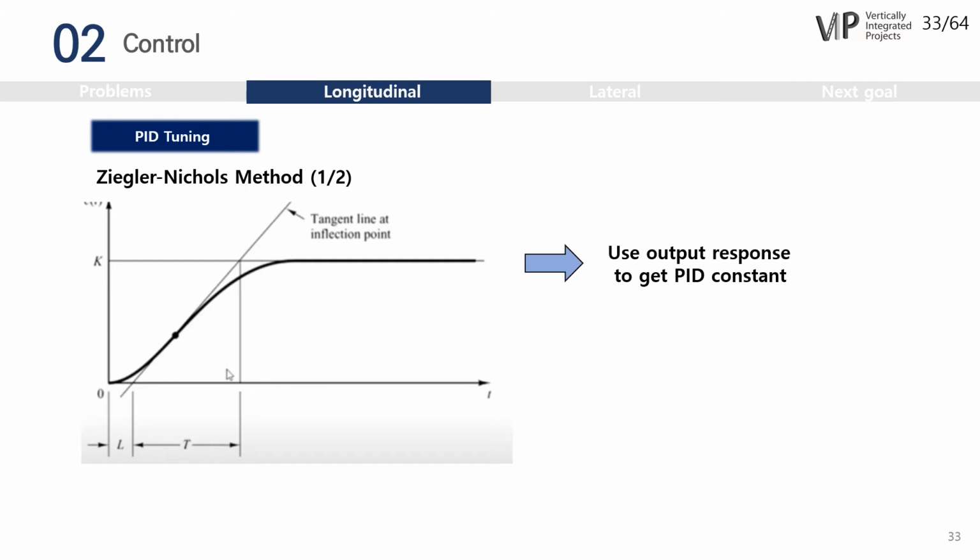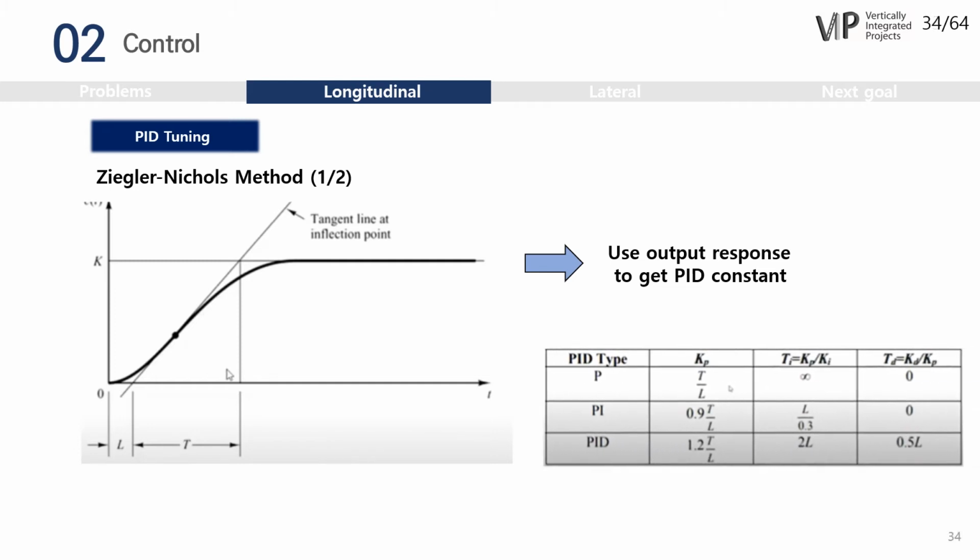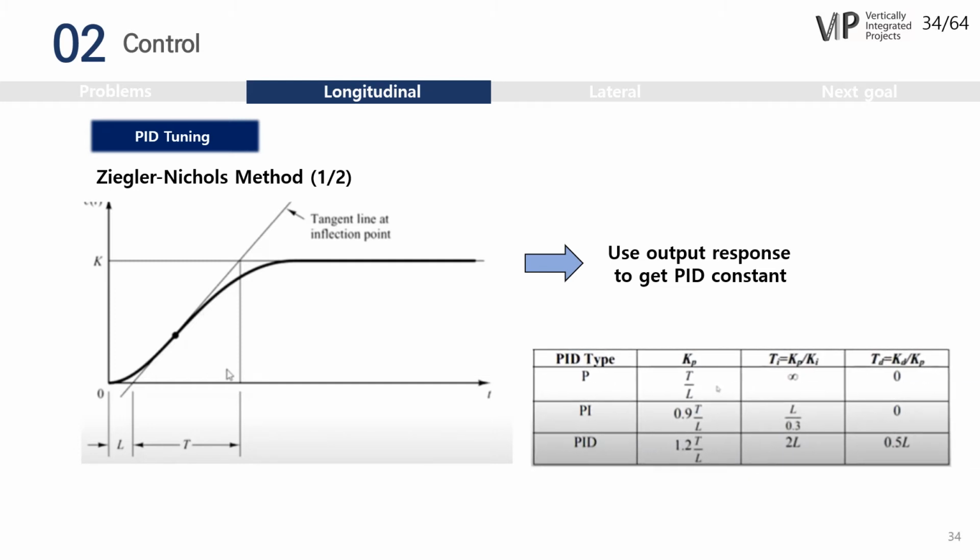The Ziegler-Nichols method is divided into two types, the first of which is to determine the PID gains using the system's response to step input. First, draw a tangent line to the inflection point of the response curve as shown above. Then, determine the time constant T, the delay L, based on the points where this tangent meets the axes, and gain K. Finally, use the table above to determine the PID gains. This is the first method.